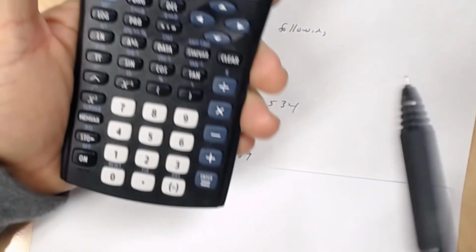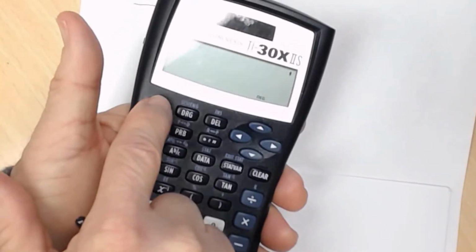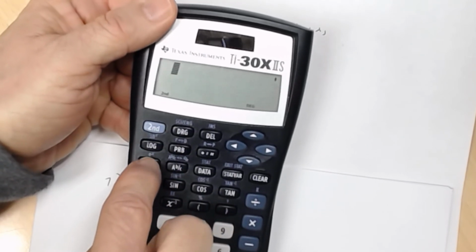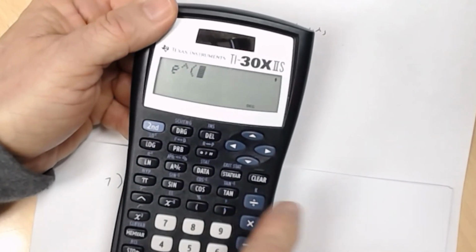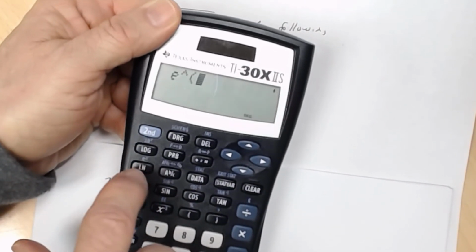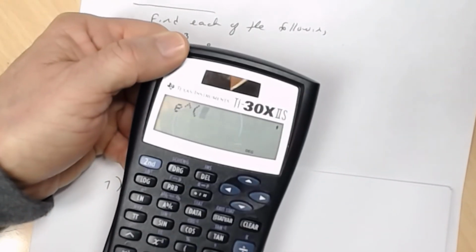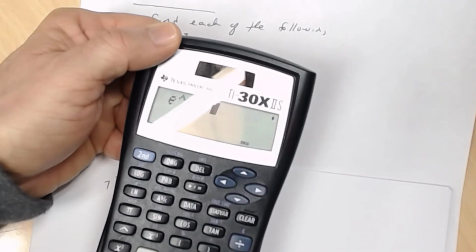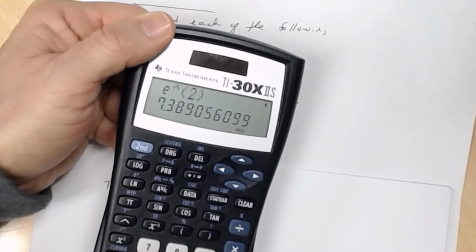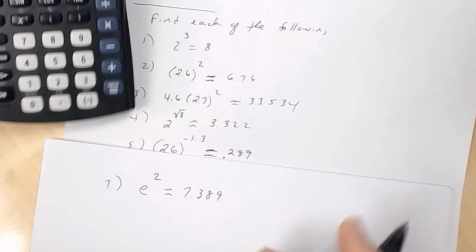Okay, so here's what you're going to do. For e to the second power, you're going to press second, and then the ln button, and that shows up. I want to raise it to what power? The second power, so you press 2, close the parentheses, equal, and get 7.389. So that's approximately equal to 7.389.